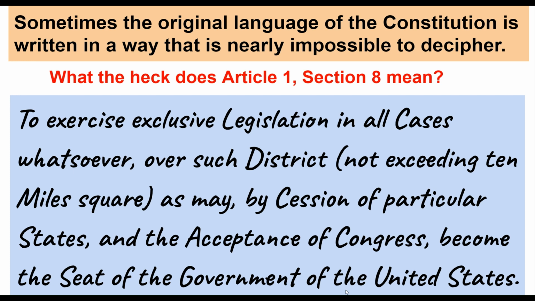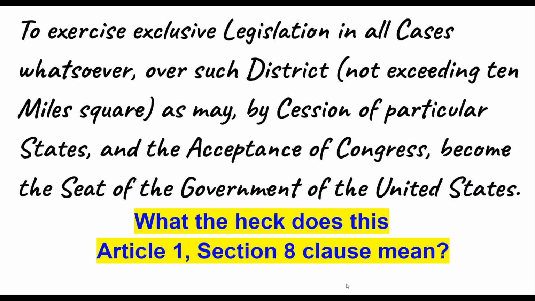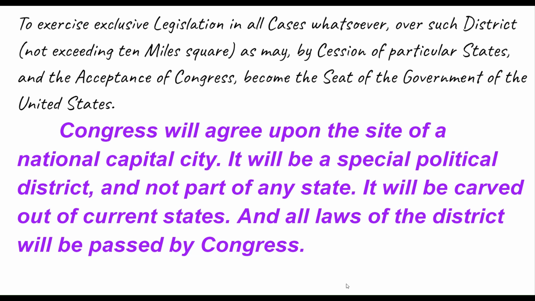So when the whole constitutional government started, the president and Congress, their offices were in New York City. Congress will agree upon the site of a national capital city. It will be a special political district and not part of any state. It will be carved out of current states, and all laws of the district will be passed by Congress.